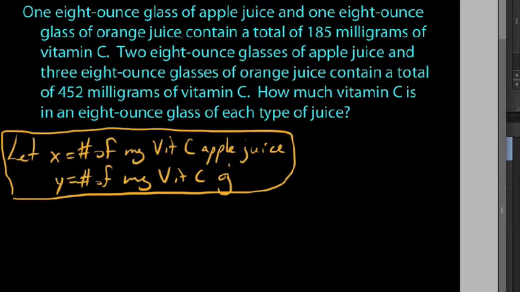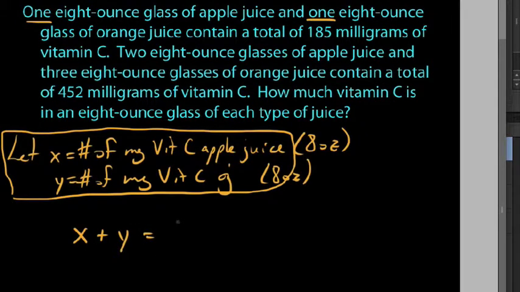Now, both of these equations, if you read carefully, happen to be totals equations. So one 8-ounce glass of OJ and one 8-ounce glass of apple juice, so an 8-ounce glass of this plus an 8-ounce glass of this, adds up to a total of 185 milligrams. In the second equation, two 8-ounce glasses of apple juice and three 8-ounce glasses of OJ add up to 452.